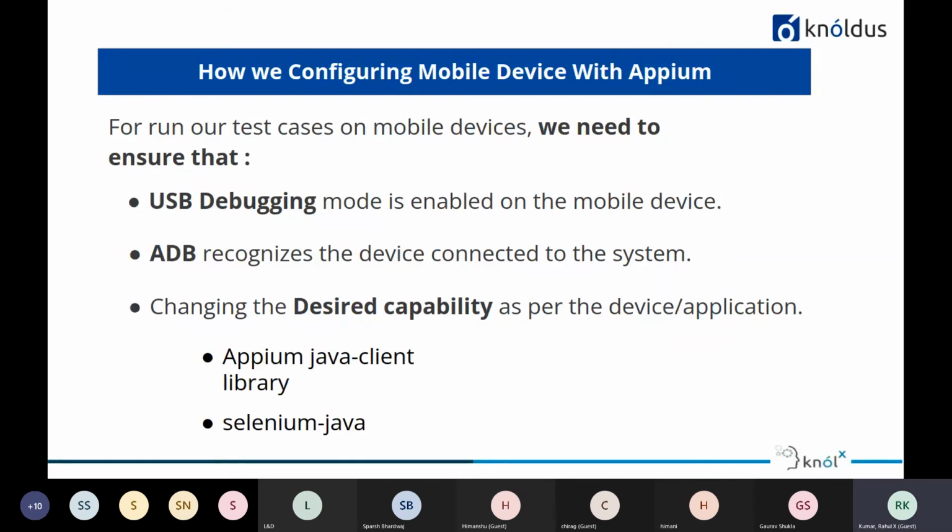We also use the Appium Java client library and Selenium library in the POM file of a Maven project to set up the Appium framework environment for mobile application testing. We will explain why we use Selenium in Appium later.